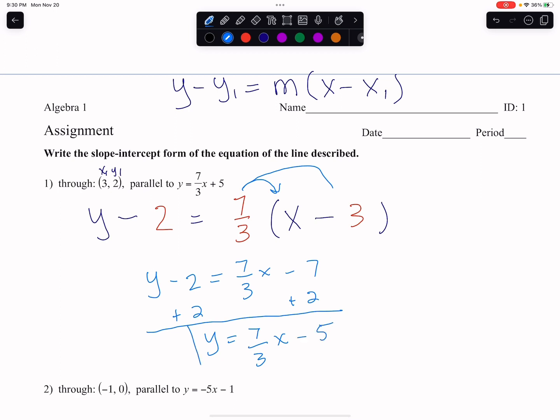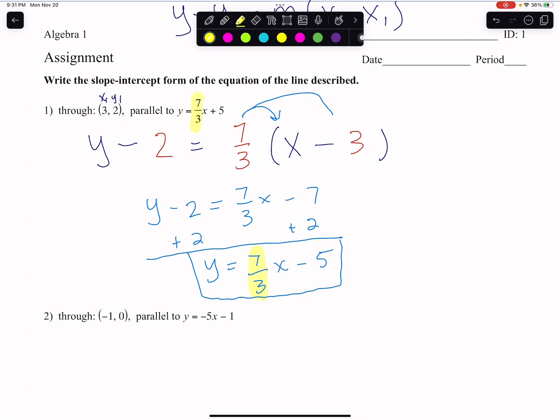This is the equation that is parallel, same slope, parallel to that first equation. Okay, now let's do the second one.